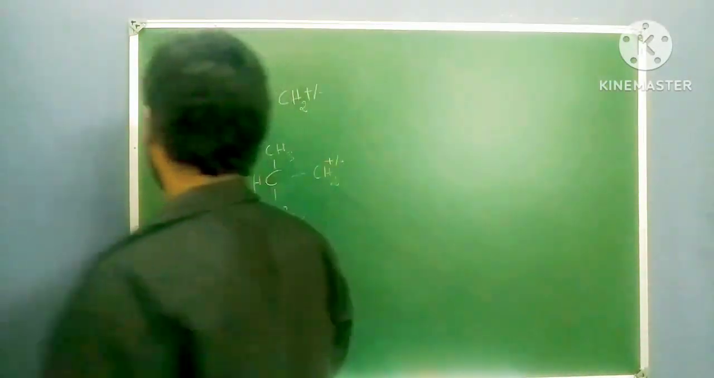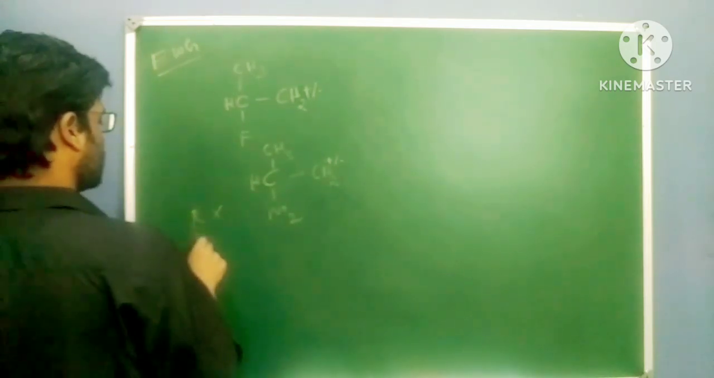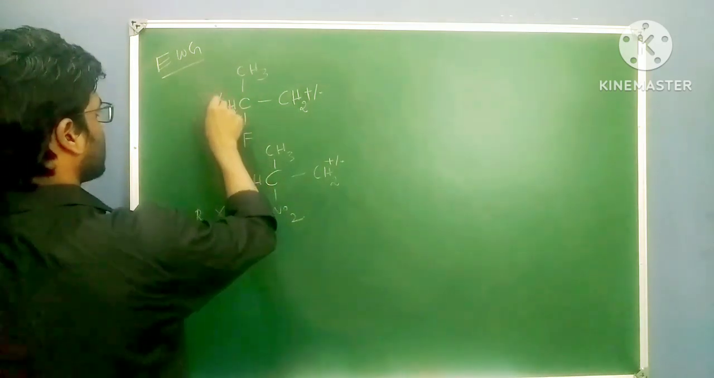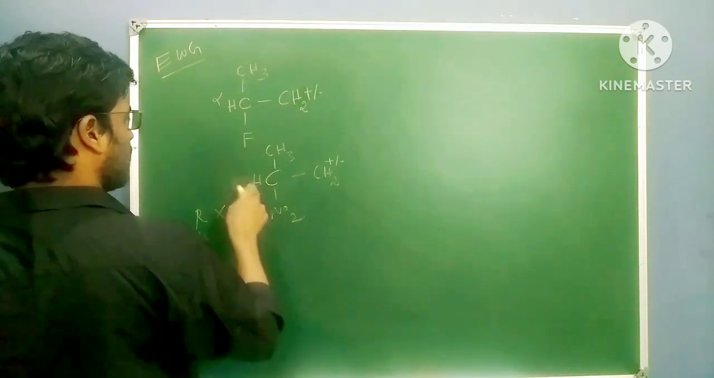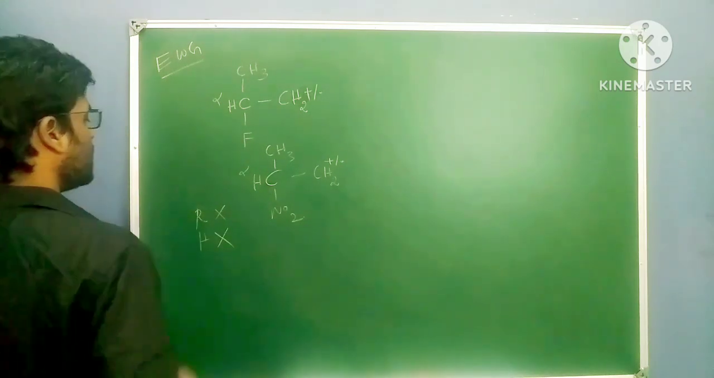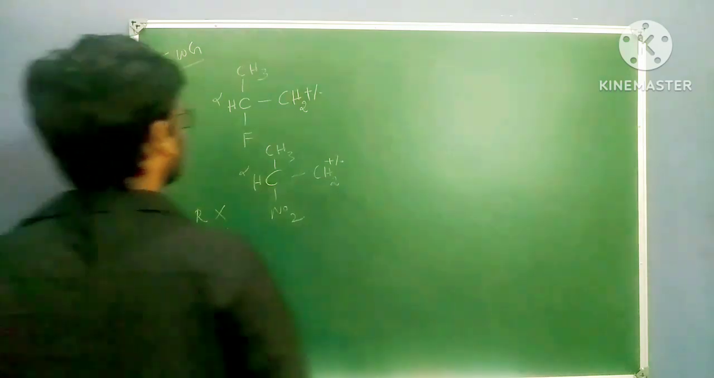Now see, first of all you have to see resonance. Resonance is not there here. Always you have to see like this. Hyperconjugation means number of alpha hydrogens. Here alpha position, one hydrogen. Here alpha position, one hydrogen. So hyperconjugation is the same, so we can't decide. Next, the inductive effect. You have to see the inductive effect.